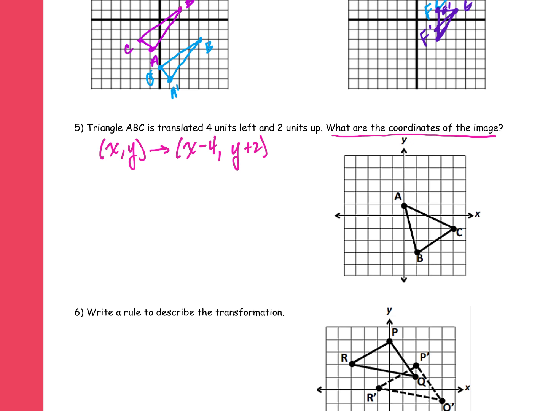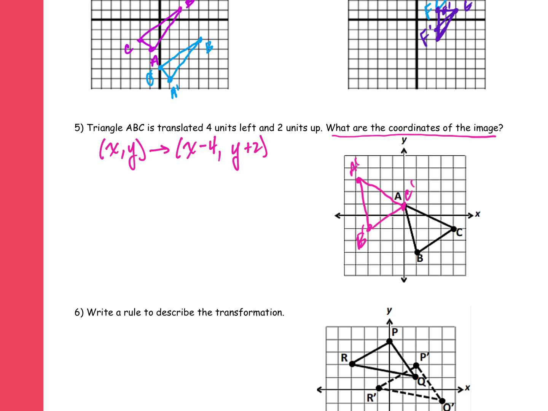I want to go 4 to the left. 1, 2, 3, 4. And 2 up should be B prime. 2, 3, 4. 1, 2. A prime. 1, 2, 3, 4. 1, 2. C prime. And then here's my new semi-straight triangle, right? And then they want the coordinates. So I saw everyone draw the triangle in, which was awesome, but there was more directions to the question. So we need to make sure we read the whole question.